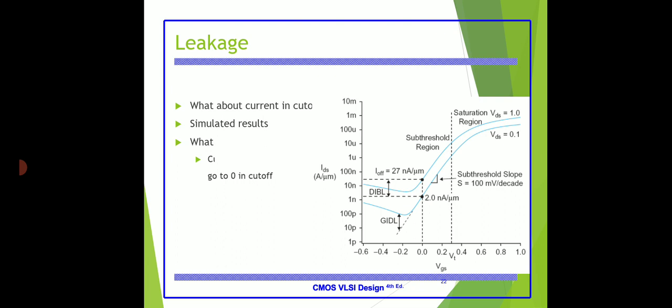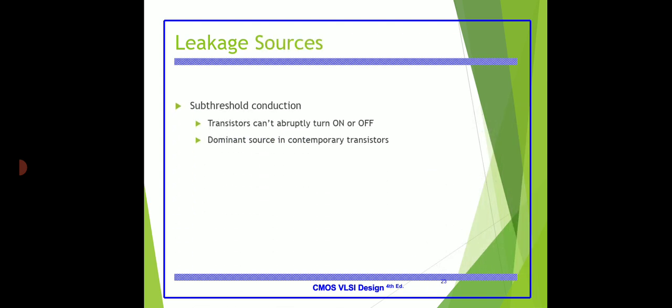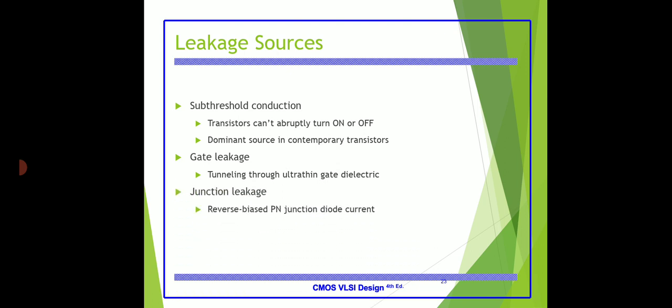And here in the leakage, we know if it increases the threshold voltage, or if there is a change in mobility, there occurs some leakage. So it can lead to the cutoff region, or the linear region, or the saturation region. So these leakage sources are mainly due to the subthreshold conduction. So this transistor can abruptly turn either on or off, and also it is a dominant source in contemporary transistors. In the case of gate leakage, there is a tunneling through the ultra thin gate dielectric, and in the junction leakage, there is a reverse biased PN junction diode current.